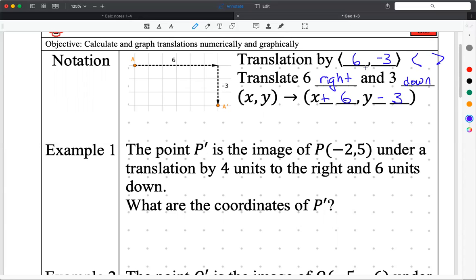And notice that there's not really an order. I could have said 3 down and then 6 right. Just the fact that this has the X coordinate first and the Y coordinate second is kind of important, but you could flip these around. I could have gone 3 down first and 6 right. It doesn't matter the order. You'll still get to the image correctly.